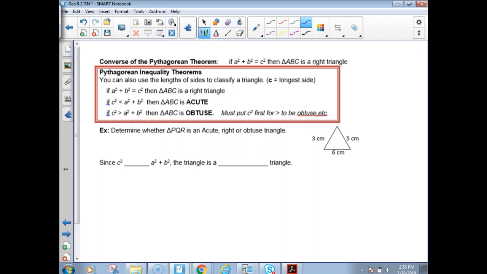So if c squared equals a squared plus b squared, then it's a right triangle. That's the same as what this says. If c squared is less than a squared plus b squared, it's acute. If c squared is bigger than a squared plus b squared, then the triangle is an obtuse triangle. You must put in c first. Do c squared first.